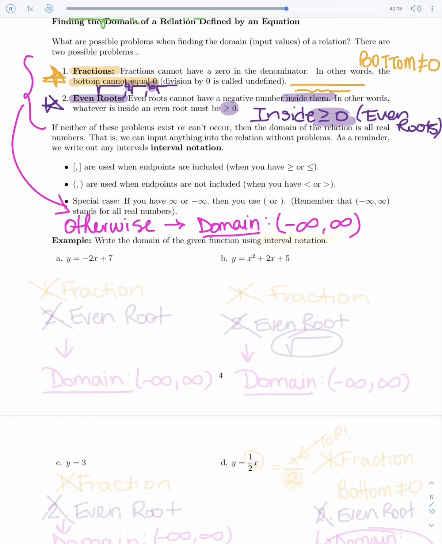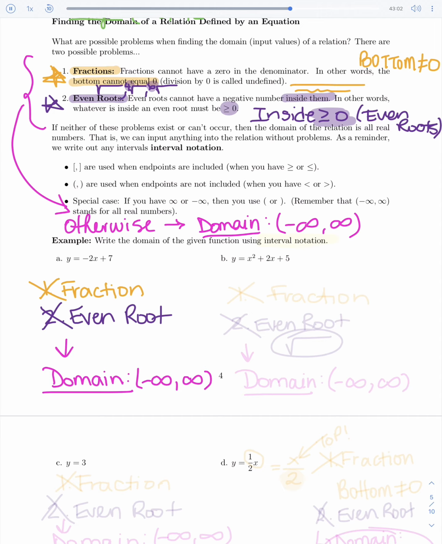So let's take a look. What we'll do to find the domains of these is we're going to go through our list of worries. One is whether or not we have a fraction. Well, in this first one, we don't even have a fraction, so not even going to talk about it. The second one, our second problem is, do we have an even root? Don't have one of those either. So I'm not running into any of my mathematical no-nos. So what does that mean? It means I can plug in whatever I want to my heart's content, so my domain will automatically be negative infinity to positive infinity.